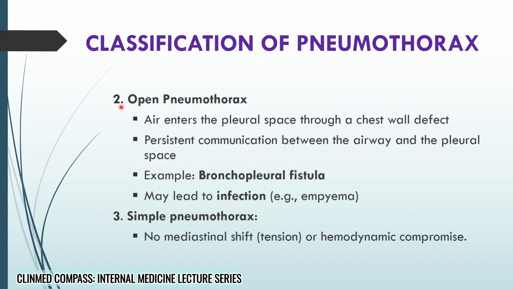Second is open pneumothorax. Open pneumothorax involves an external chest wall defect with ongoing air leakage. So this persistent communication between the airway and the pleural space results in an ongoing air leakage into the pleural space. An example is bronchopleural fistula, and this may lead to infection.